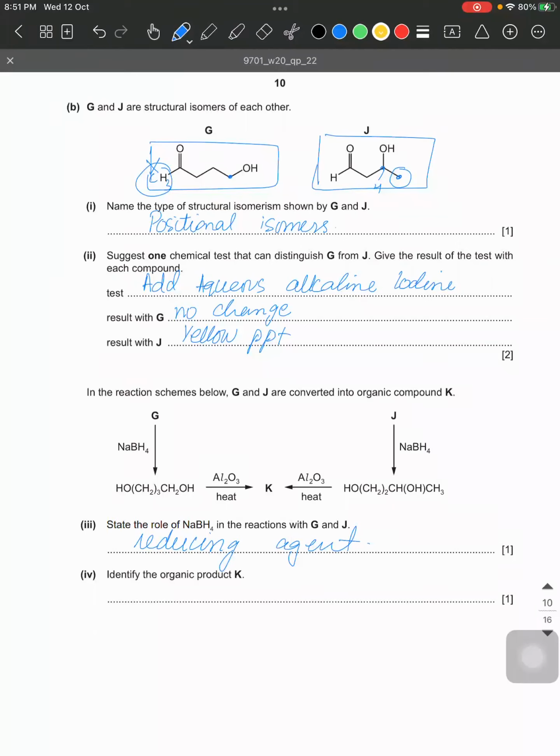So how can we identify this? Let's try to solve this. G is over there.